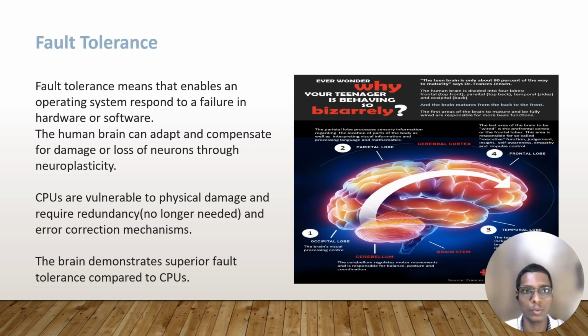Now, we look at the fault tolerance of a brain and a CPU. Fault tolerance means enabling a system to respond to a failure in hardware or software. The human brain can adapt and compensate for damage or loss of neurons through neuroplasticity. CPUs are vulnerable to physical damage and require redundancy and error correction mechanisms. The brain demonstrates superior fault tolerance compared to CPUs.